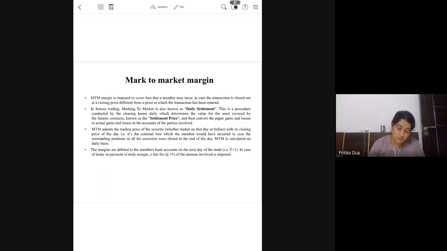MTM is imposed to cover the loss that a member may incur in case the transaction is closed out at a closing price different from the price at which we entered into the contract. So MTM is also known as daily settlement. I think instead of theory, let's come to one question on MTM that will make the concept more clear.